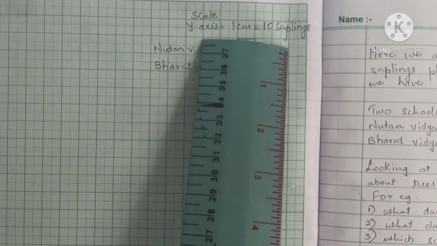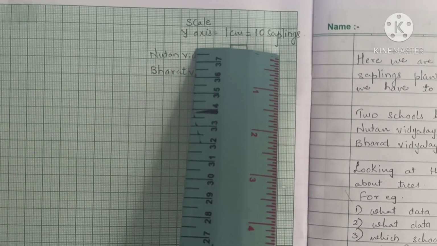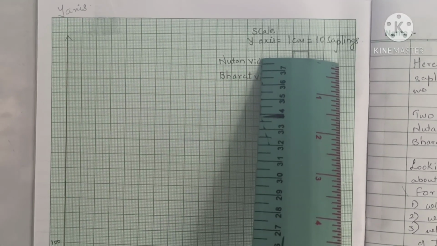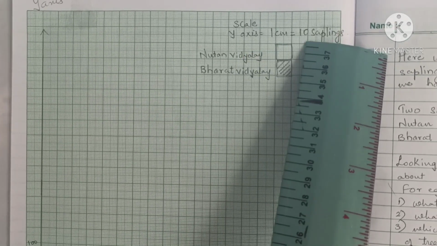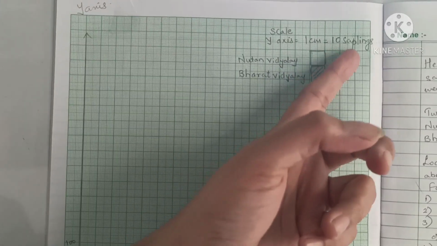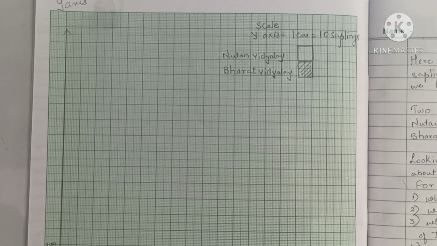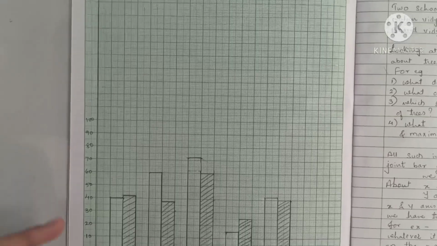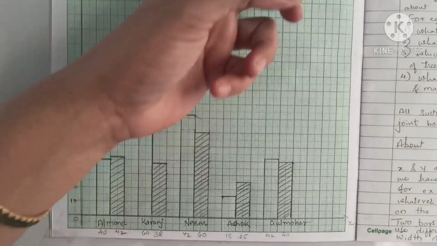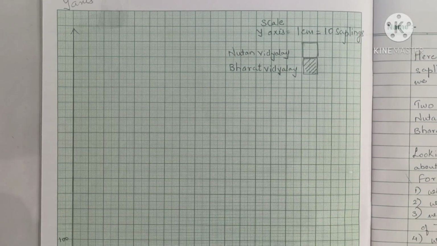Scale is necessary. What you are taking on the y-axis. For example, here 1 centimeter is equal to 10 saplings. It may be 1 centimeter is equal to 10 students. Whatever is mentioned, that scale you have to write in the right hand corner.